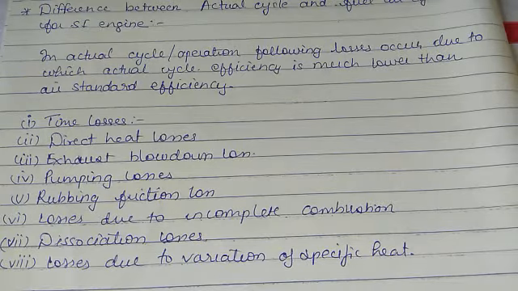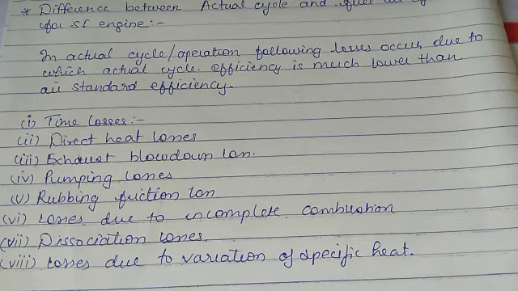The next point is losses due to incomplete combustion. The next point is dissociation losses, which are losses due to dissociation or disintegration of the elements of the working fluid. The next loss is due to the variation of specific heat.